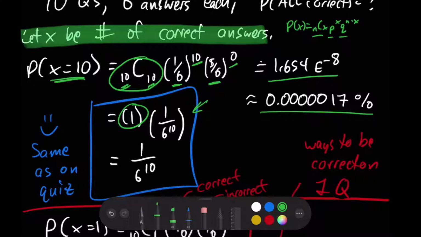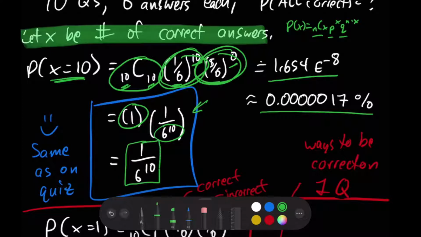1 over 6 to the power of 10 is the same as 1 to the power of 10 over 6 to the power of 10, or just 1 over 6 to the power of 10. And anything to the power of 0 is just 1, so I didn't need to write that term. And so this actually looks familiar. This is what I started with when I approached the question the other way. I got 1 over 6 to the power of 10.